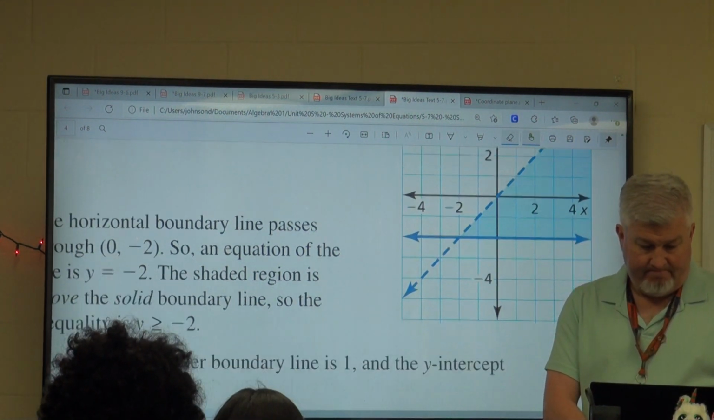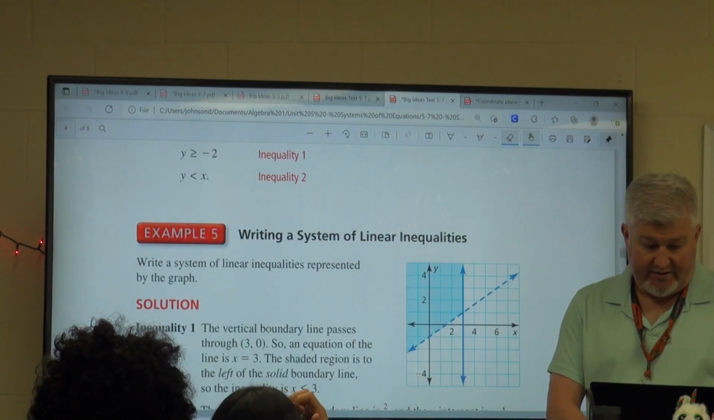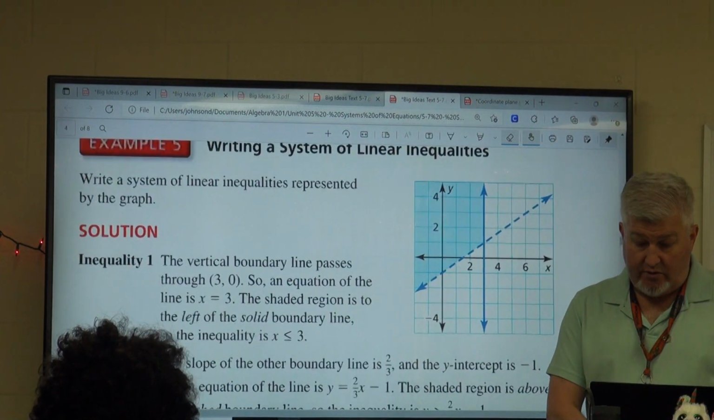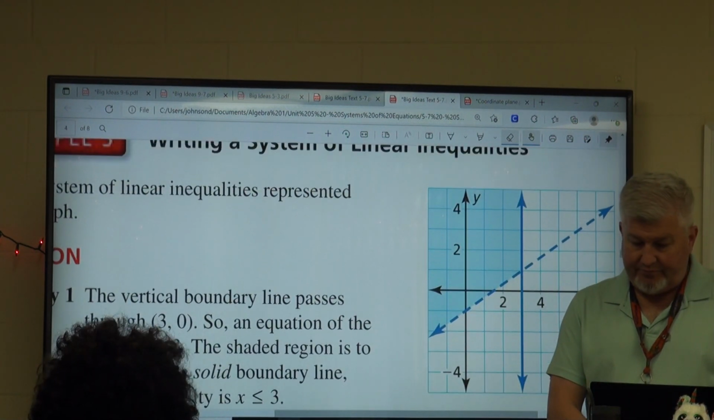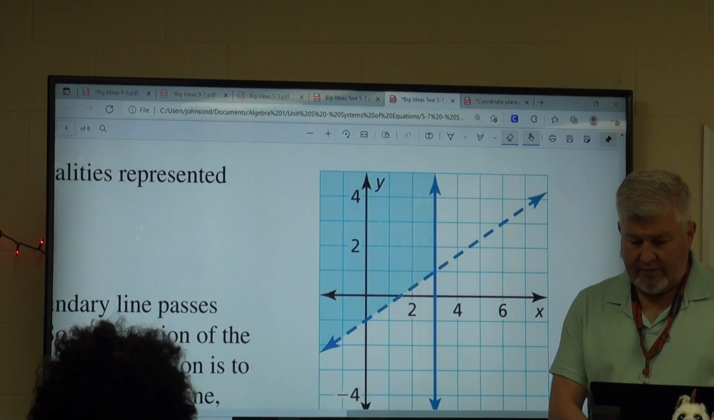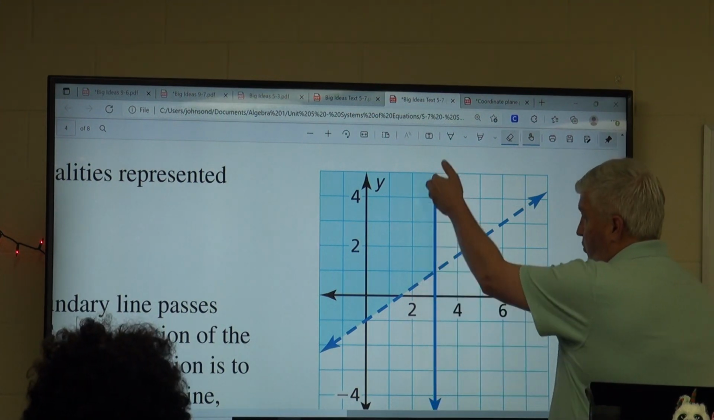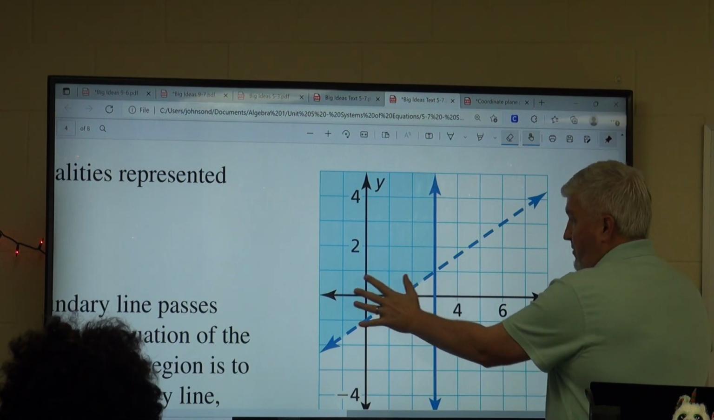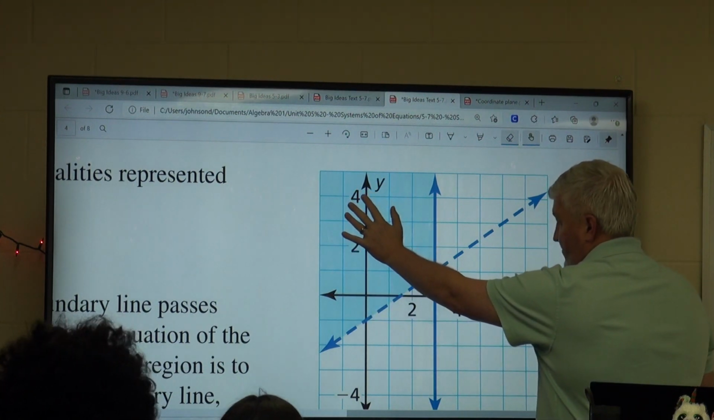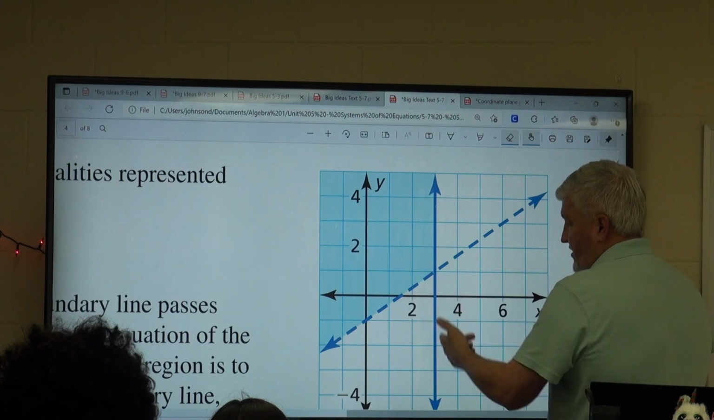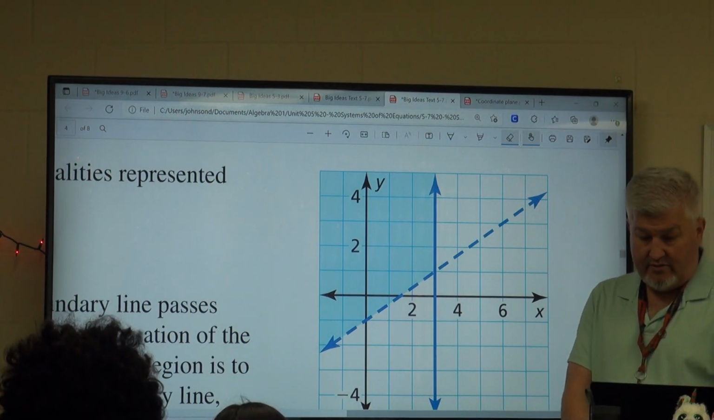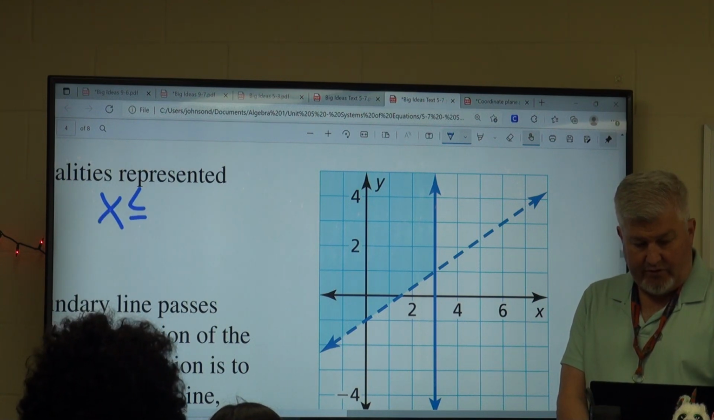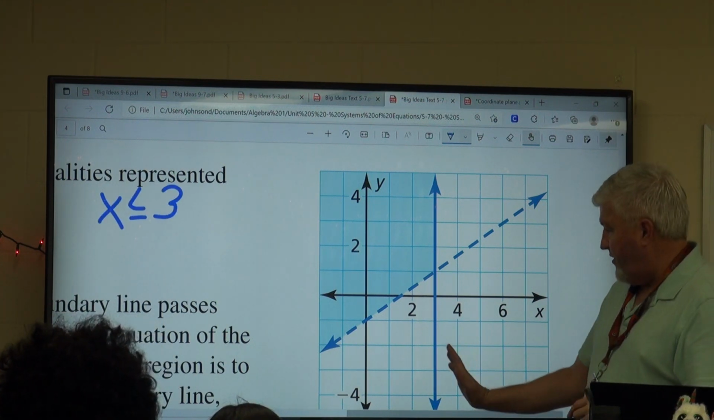All right, moving up. It's probably going to be your turn to practice. No. Okay, write a system represented by the graph. We have one more to do. So I look here, I'll choose the vertical one first. It's a solid line at x is 3. My solution area is on this side of things. It's less than. So this is x is less than or equal to 3. Starting at 3 and over.